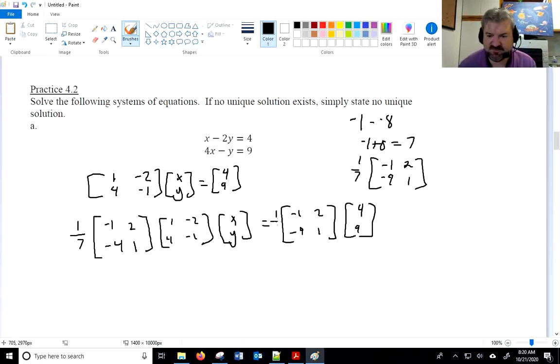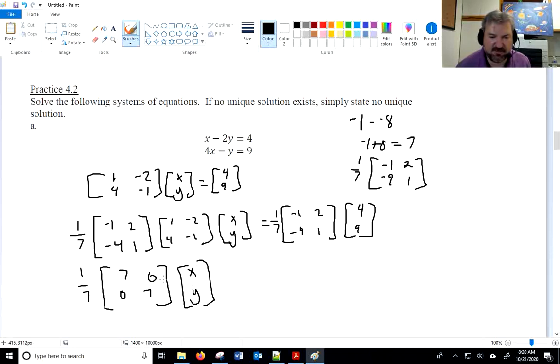Oh, still in my 1/7 over here, though. So let's take a look. This would be a -1 times a 1, which is -1, plus 8. So that's going to be 7. -1 plus 8 is 7. Then this is a 2 minus 2 is 0. This is a -4 plus 4 is 0. This is an 8 minus 1 is 7. Which doesn't look like the identity, but it is if you scalar multiply by 1/7.